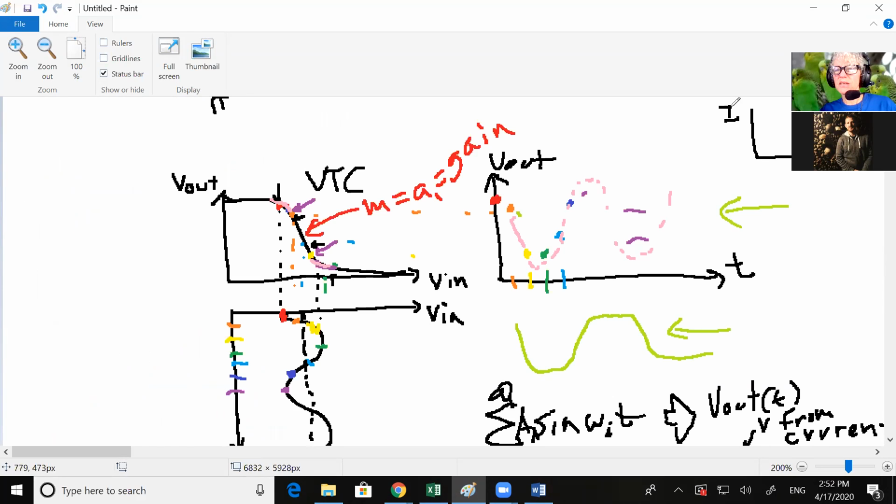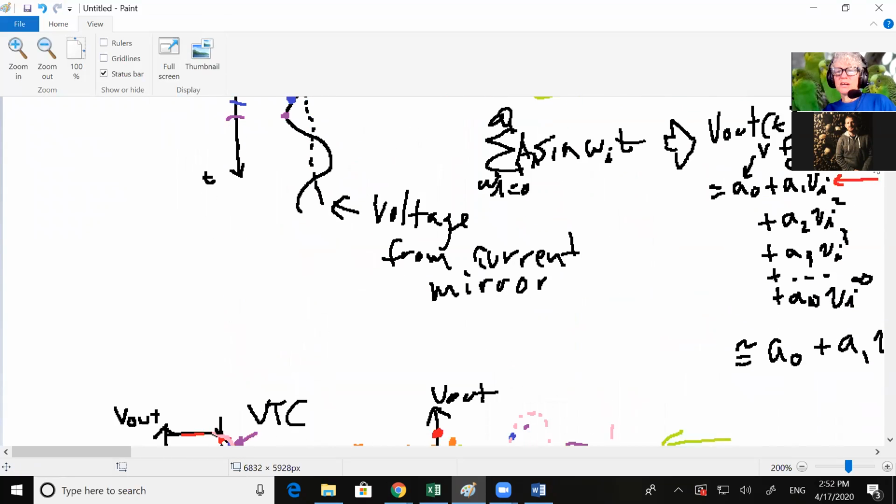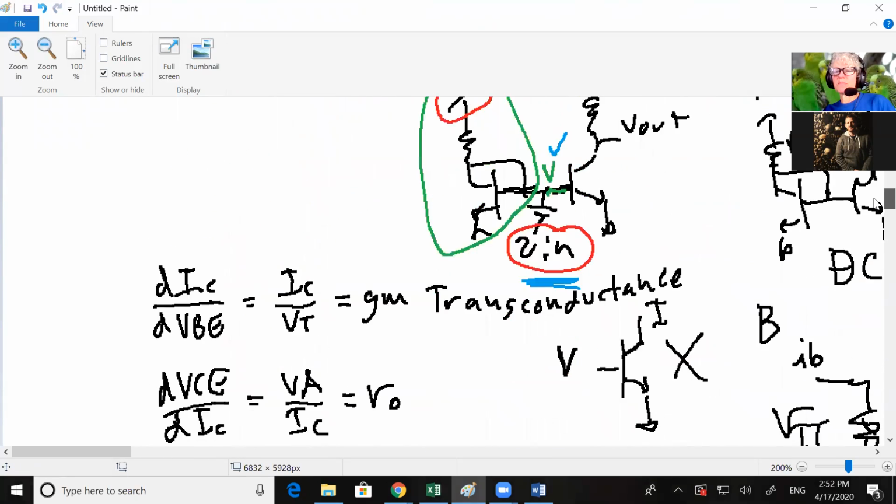Even your VBE versus IC, that's clearly not linear. But if you take a small enough piece of it, it's kind of close to a line. The equation you find down here will give you a different result than up here. So this whole thing doesn't really look like a line to me, but little pieces of it look like a line. Okay. Thank you. And more tricks just to make the math easy.